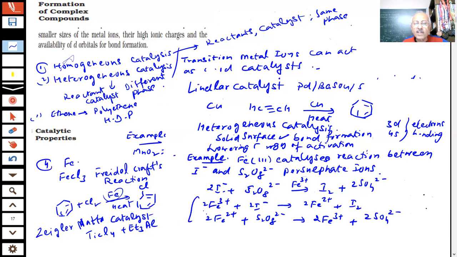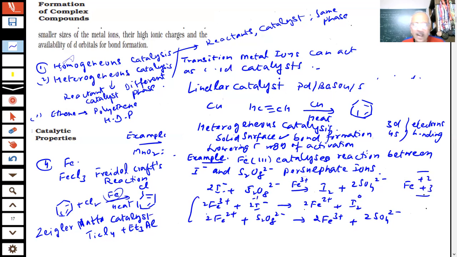So here you can see what has happened. Iron can have two oxidation states, plus 2 and plus 3. Because of this, iron is able to catalyze this reaction. 3 plus is going to 2 plus first, so it is undergoing reduction. It is oxidizing I minus: this goes to 0 from minus 1, so I minus is oxidized to I2. Then this Fe 2 plus is oxidized, going from plus 2 to plus 3. And the persulfate ion is reduced to SO4 2 minus.